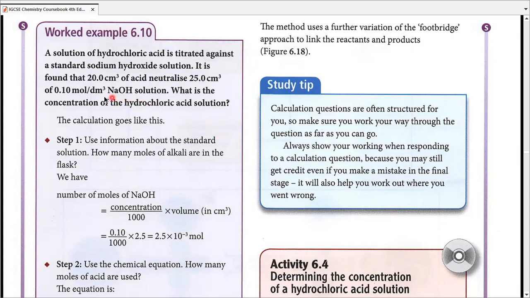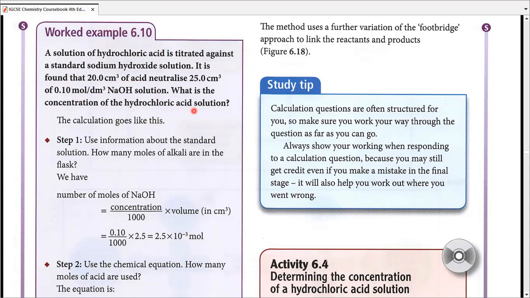So volume and concentration for NaOH is given, but only volume for the hydrochloric acid is given. We need to still find out the concentration. This is what the questions for acid-base titration look like, and you're going to find a few in past papers.